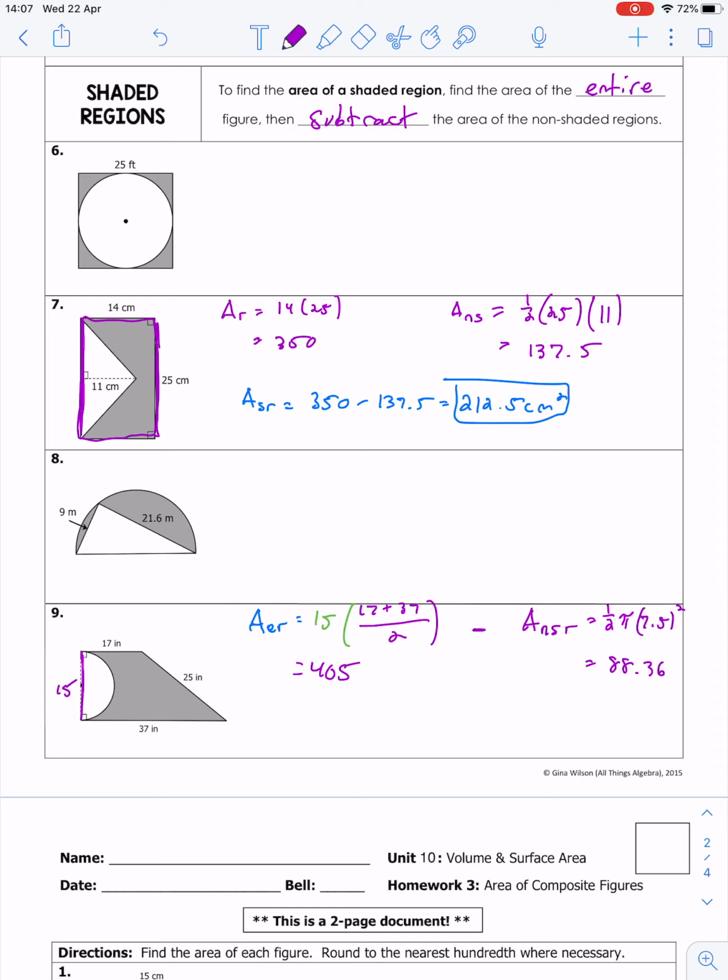So the area of the shaded region, which is what we're looking for, is 405 minus 88.36, which is going to give us 316.64 inches squared. And we're done.